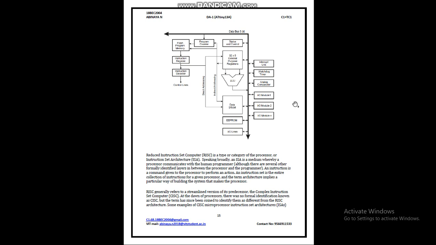A reduced instruction set computer, that is the full form of RISC, is a type or category of processor instruction set architecture, ISA.